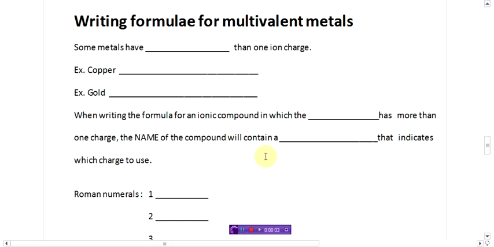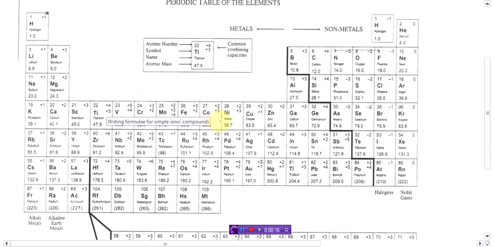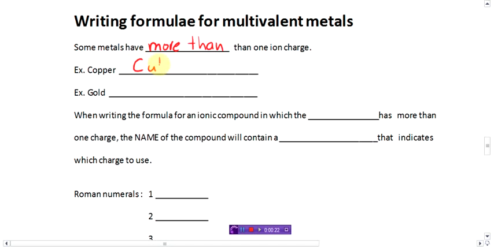This tutorial is on writing formulae for multivalent metals. You may have already noticed, but some metals have more than one ion charge. For example, copper, if we look at the periodic table, right here, can have a charge of +1 or +2. So you can have an ion of copper +2 or copper +1.